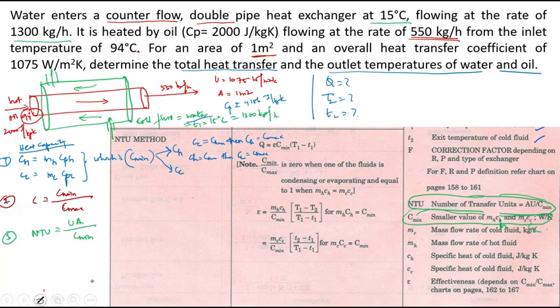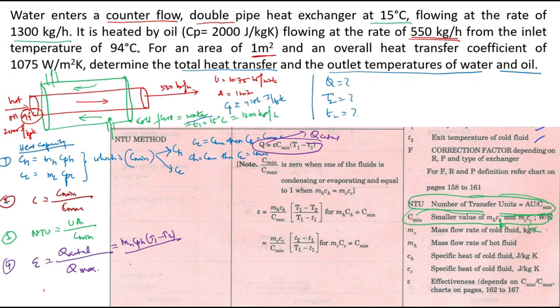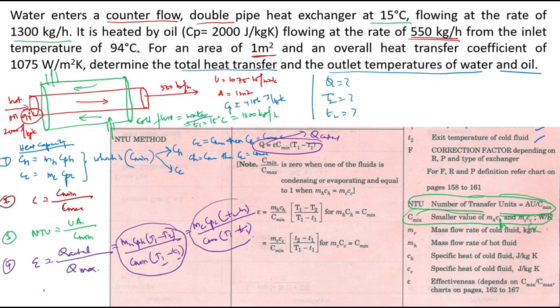Then the fourth parameter you are going to find is the effectiveness. Effectiveness is equal to Q actual divided by Q maximum. This is the formula. Q actual is equal to MH into CPH into T1 minus T2, and Q maximum is C minimum into T1 minus small t1, the inlet temperature of hot fluid minus the inlet temperature of cold fluid. Otherwise, it can be written as MC into CPC into t2 minus t1, divided by C minimum into T1 minus small t1. Note that this is one condition given in these two formulas.